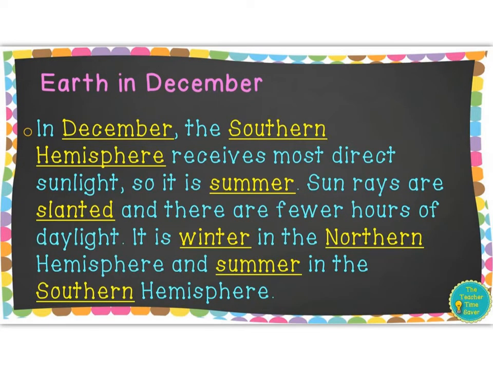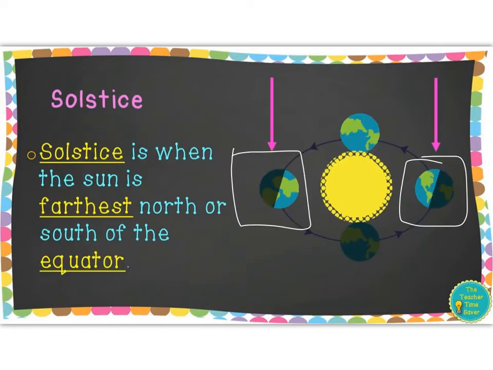In December, the Southern Hemisphere receives the most direct sunlight. So the Southern Hemisphere in December is experiencing summer, and the Northern Hemisphere is experiencing winter. Again, they're always going to be opposite of each other.